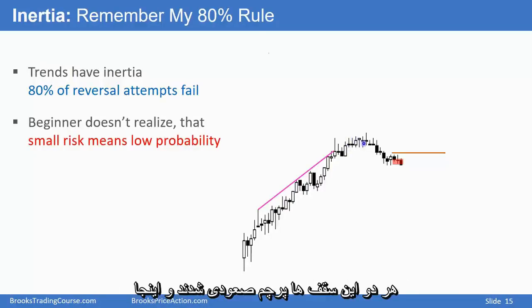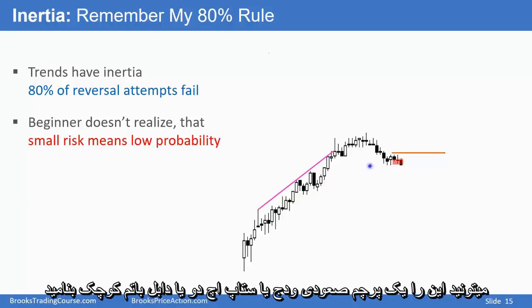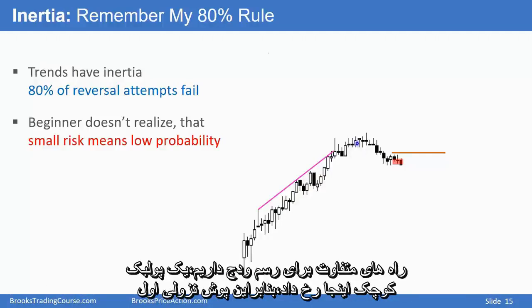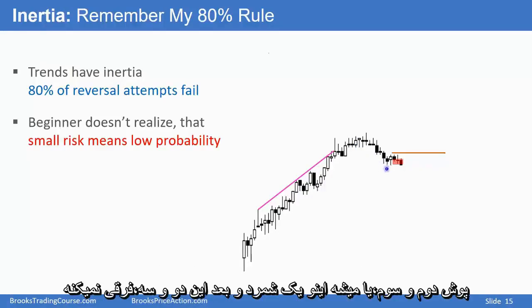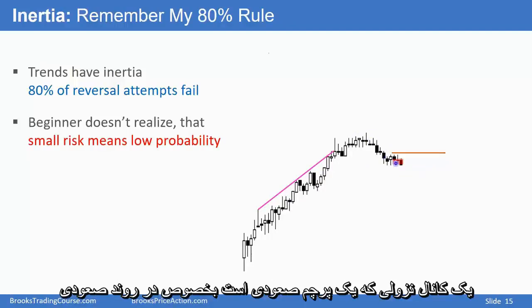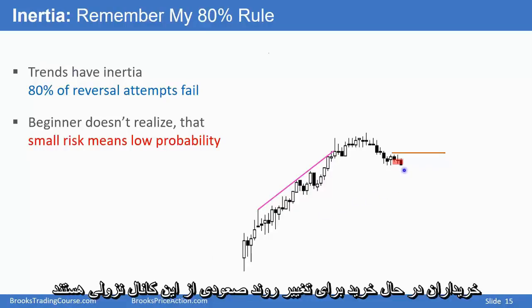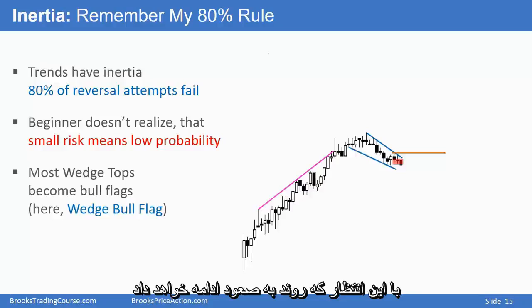Most of these tops become bull flags, and here you can call this a wedge bull flag. You can call it a high 2, you can call it a small double bottom. Different ways to draw the wedge. We got a slight pullback here, so first push down became a doji, and then second push, third push, or you can say first push down, second push down, third push down. Doesn't matter. A bear channel is a bull flag, especially in a bull trend. Bulls are going to be buying a reversal up from that bear channel, expecting the trend to resume up.